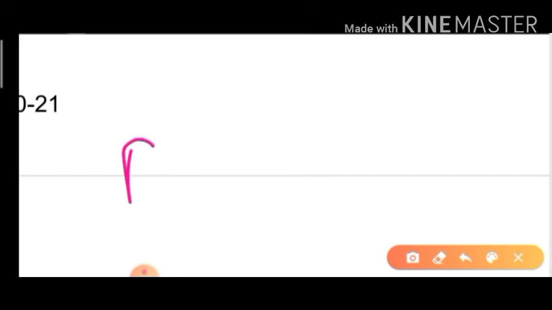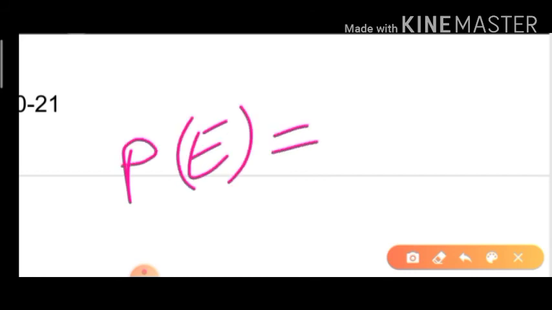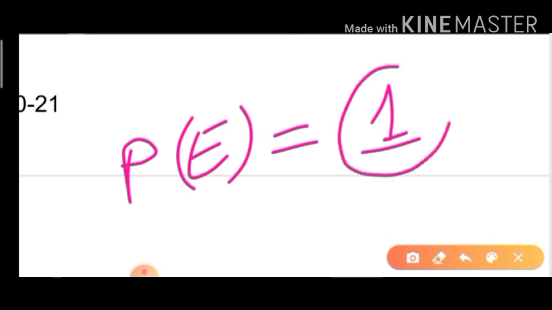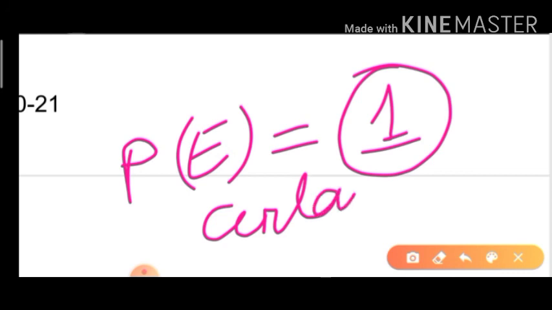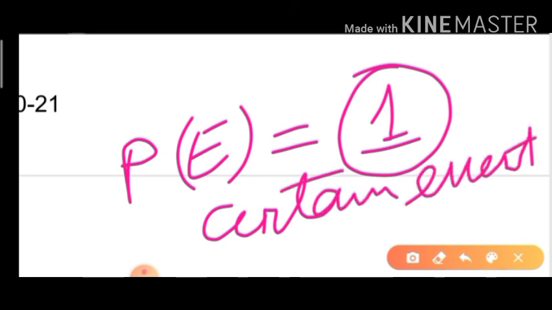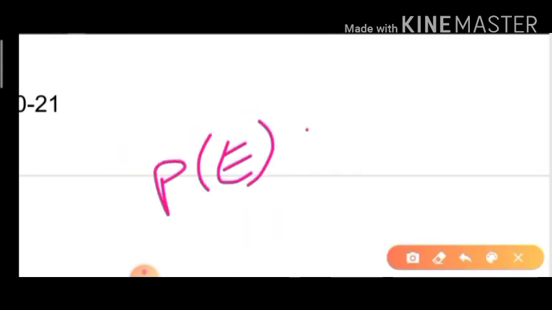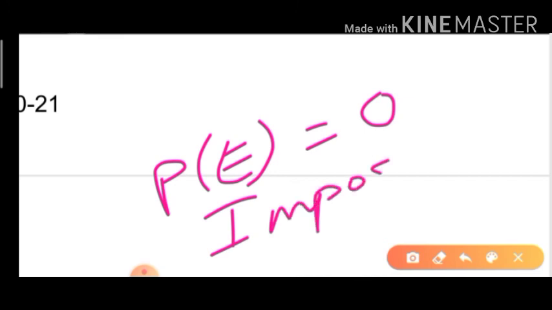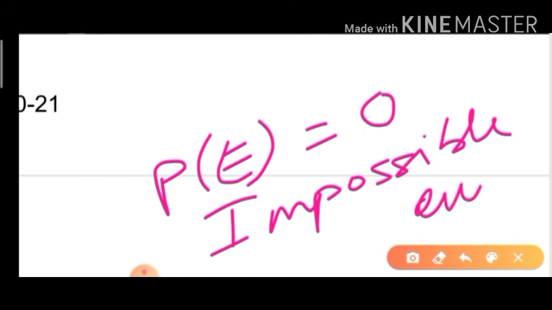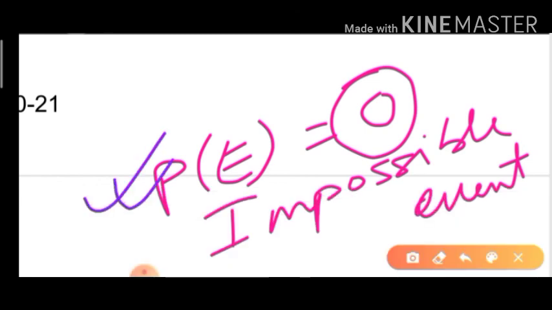Say you are checking the probability of the sun rising in the east. It is always 1, so that is a certain event. You have to remember that if the probability is 1, then it is a certain event, and if the probability is 0, it is an impossible event. Like we got that the probability of getting a 7 in a die is 0, so that is an impossible event. The probability of the sun rising in the east is a universal truth, so the probability is always 1, a certain or sure event.